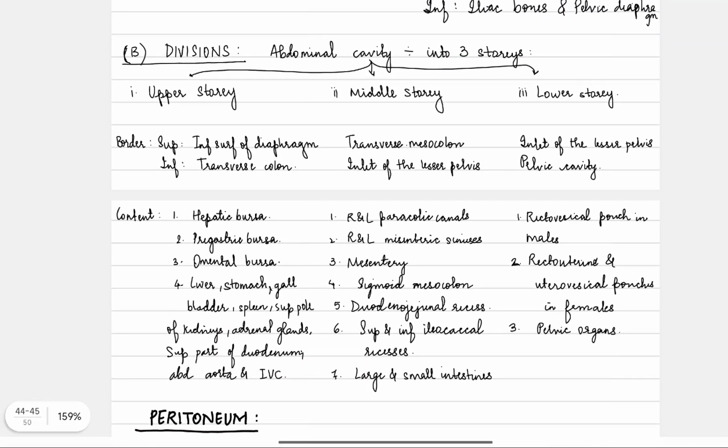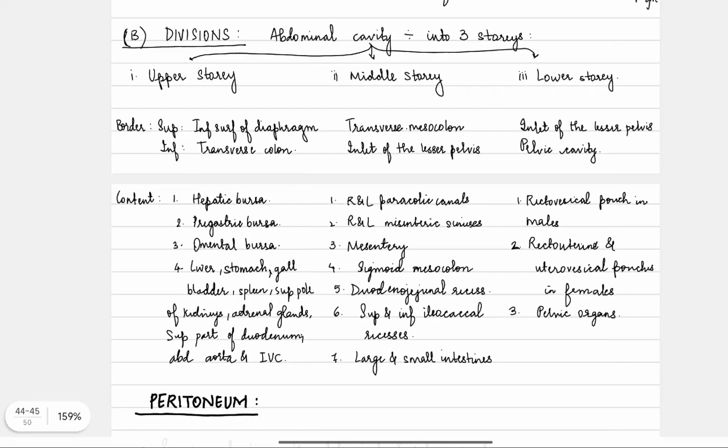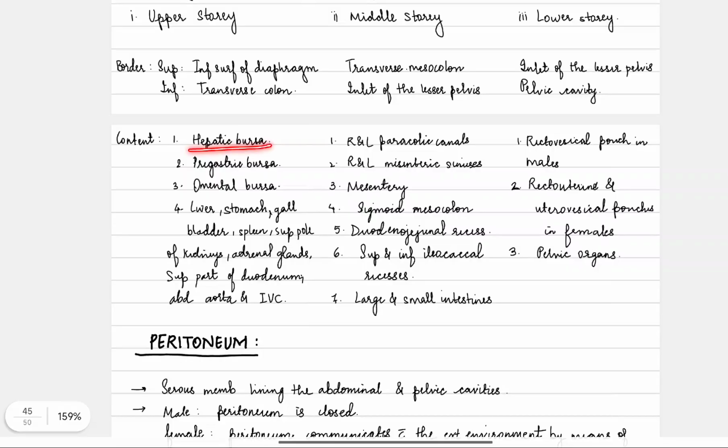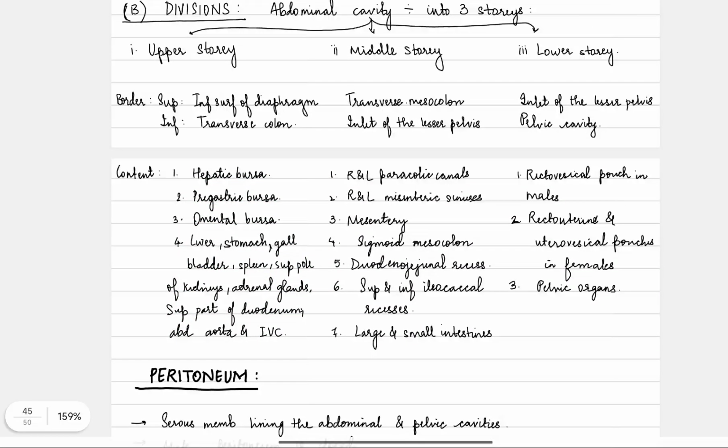The abdominal cavity is divided into three stories: upper, middle, lower. The upper one: superiorly, there is the inferior surface of the diaphragm. Inferiorly, there is the transverse colon. Contents are the hepatic bursa, pregastric bursa, omental bursa, liver, stomach, gallbladder, spleen, superior pole of the kidney, adrenal gland, superior part of the duodenum, abdominal aorta and inferior vena cava.